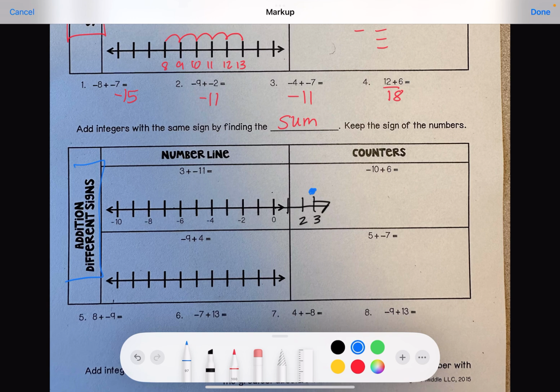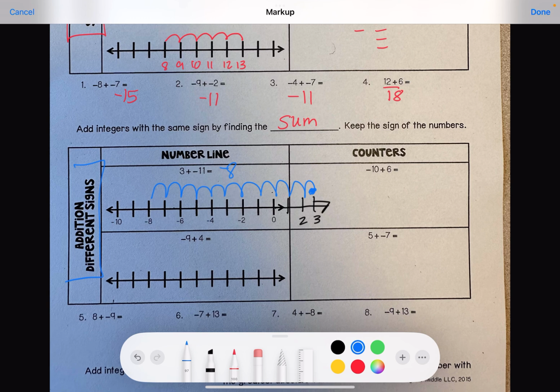When I'm adding negatives, I'm going back to the left. So I'm going to go back to the left 11 times. 1, 2, 3, 4, 5, 6, 7, 8, 9, 10, 11. And then I end at negative 8, and that makes sense. Okay? Because I only have 3 to begin with, and I take away 11 or add negative 11.